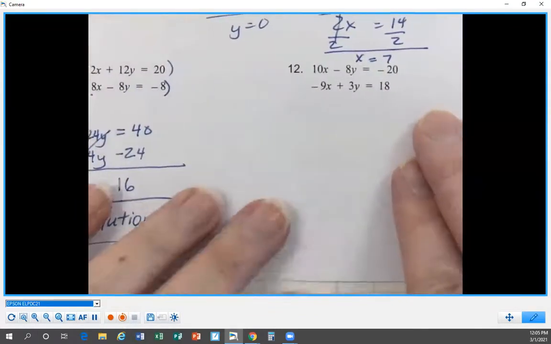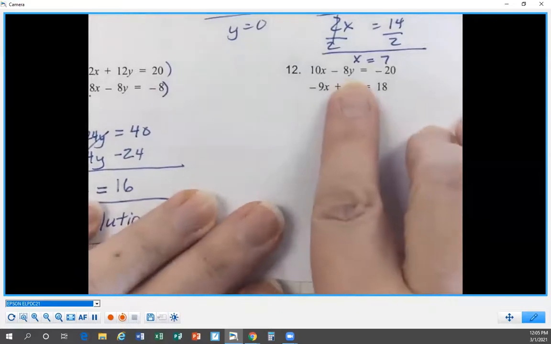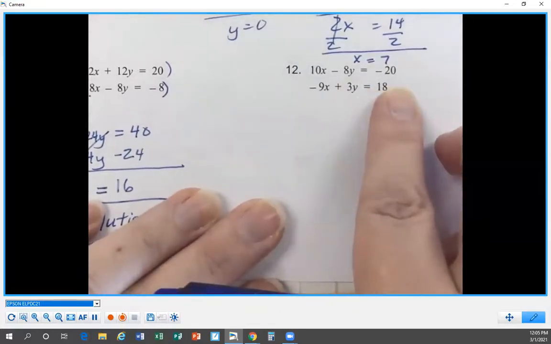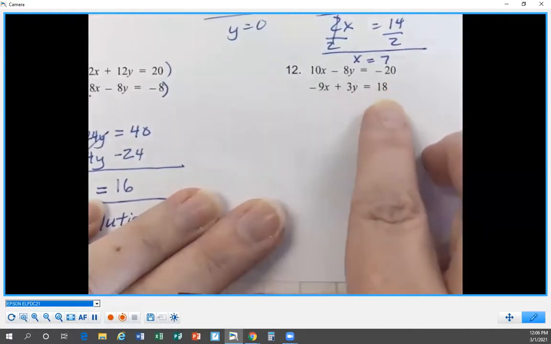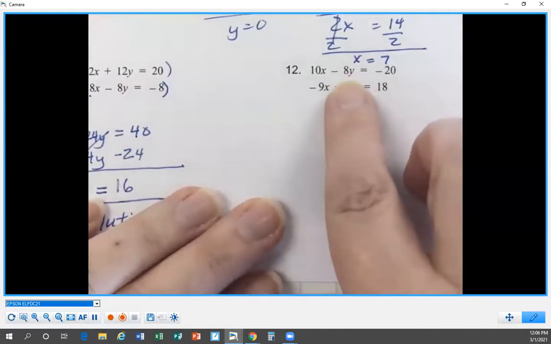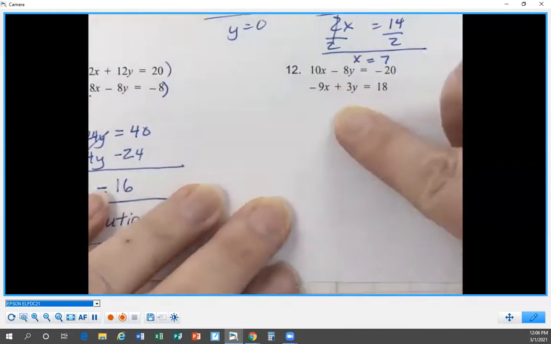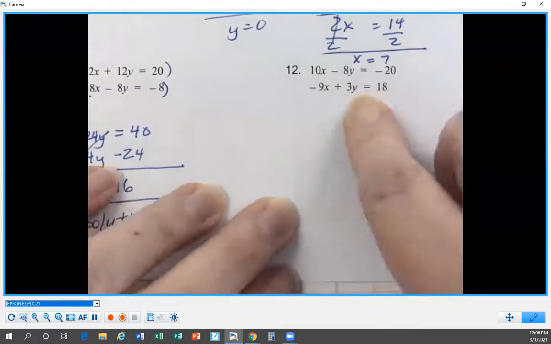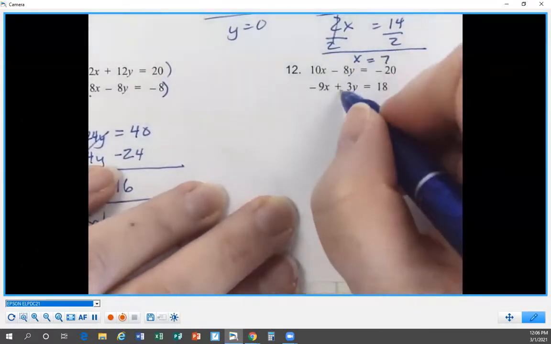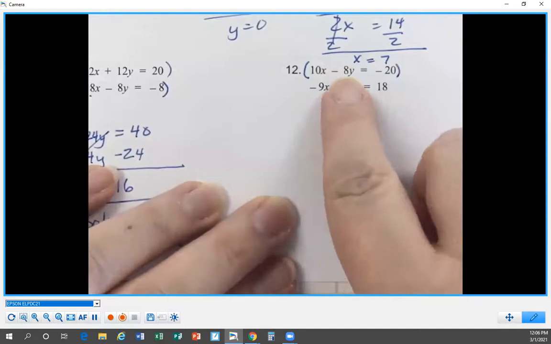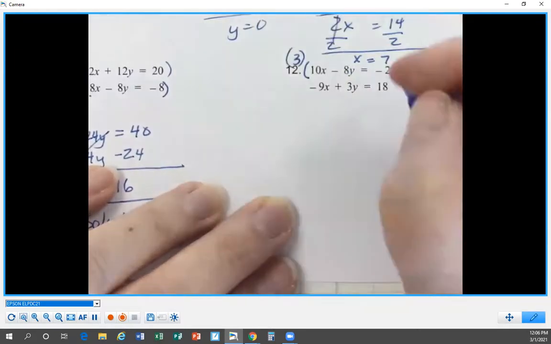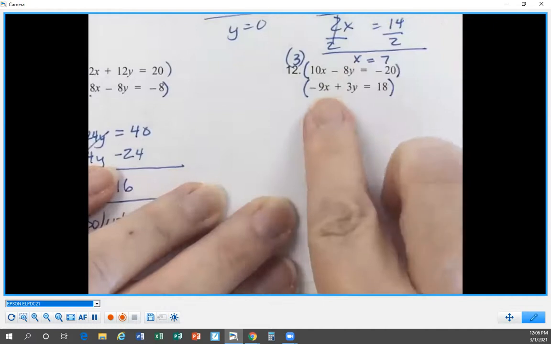All right, and then let's take a look at number 12. We have 10x minus 8y equals negative 20. Negative 9x plus 3y equals 18. So we can have the y's cancel out. Our least common multiple would be 24. So let's cancel out our y values. This is already negative, that's already positive. So let's take our top equation and multiply by 3. Take our bottom equation and multiply by 8.